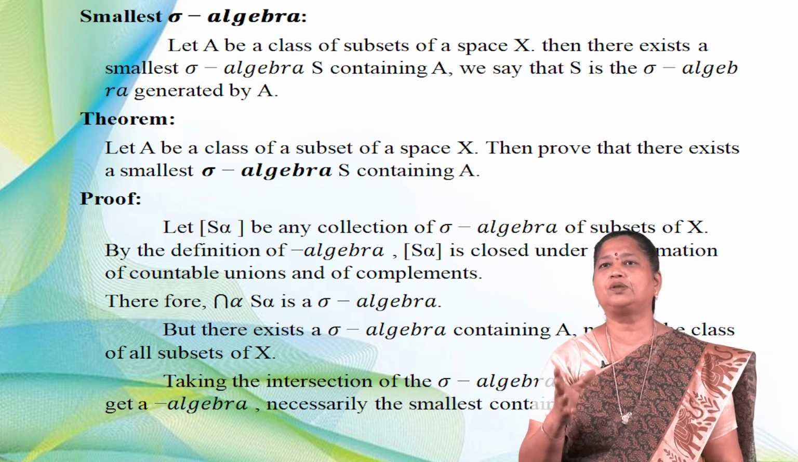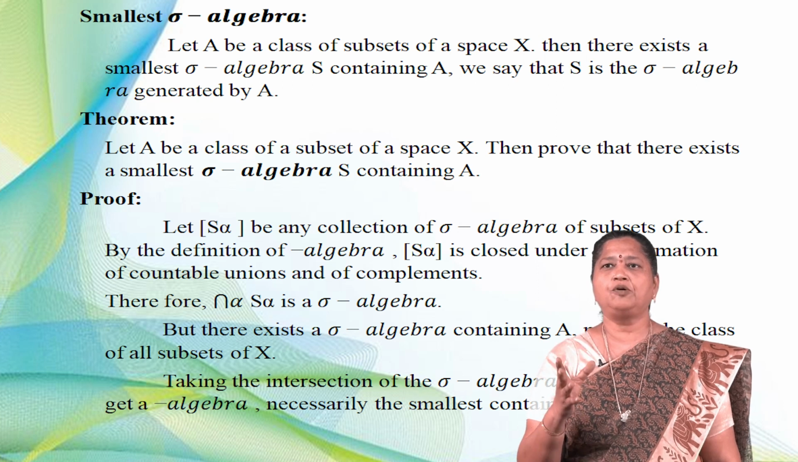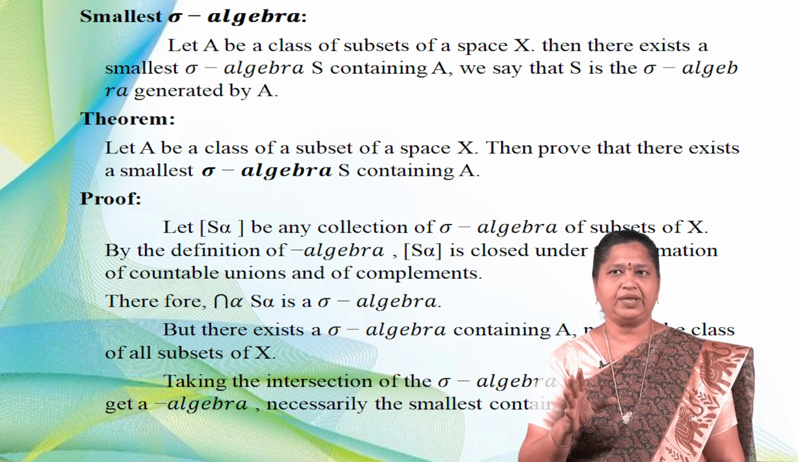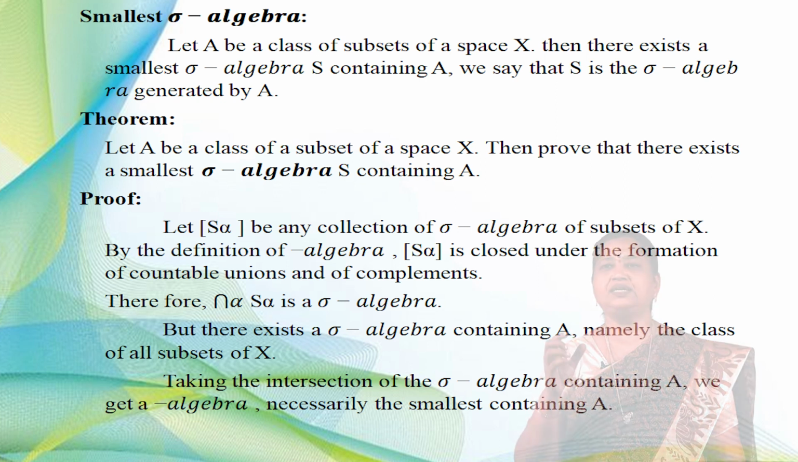A sigma algebra is closed under countable unions and complements. So from this we say that S alpha is closed under the formation of countable unions and of complements. Therefore the intersection over alpha of S alpha is a sigma algebra. S alpha is nothing but the smallest sigma algebra. From this we say that the intersection over alpha of S alpha is a sigma algebra.